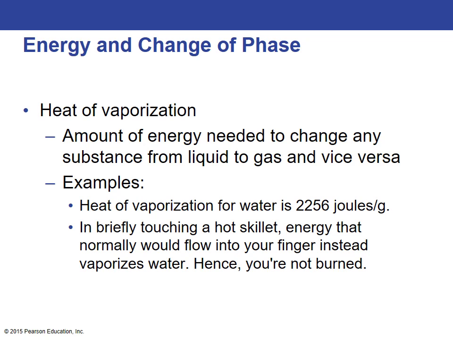If you briefly touch a hot skillet, energy that would normally flow into your finger is used to vaporize water, and hence you're not burned. So that's why you can touch something very quickly and not get burned. Whereas if you touched it for a long time, you would get burned.